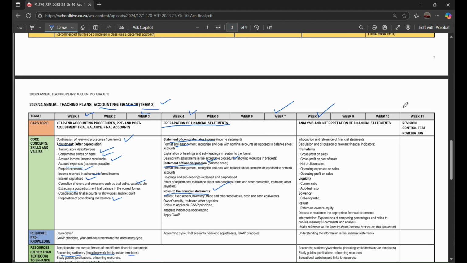Within week 8 until week 10, you're going to deep dive into the analysis and interpretation of financial statements topic: introduction and relevance of financial statements, calculation and discussion of relevant financial indicators, profitability. We're going to learn about profitability, liquidity, solvency, and return.